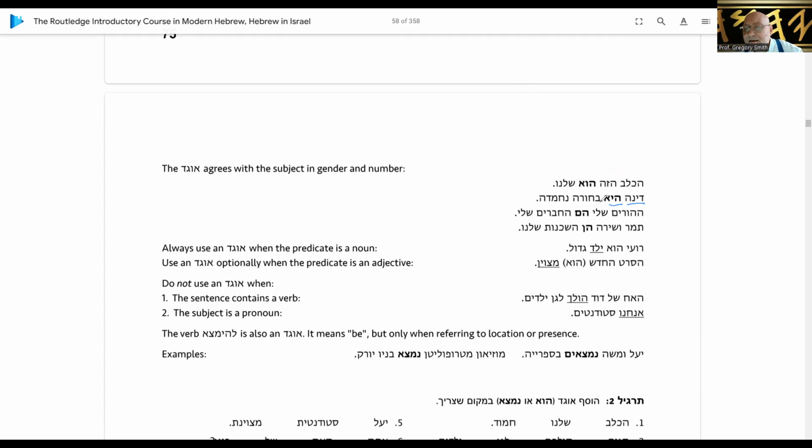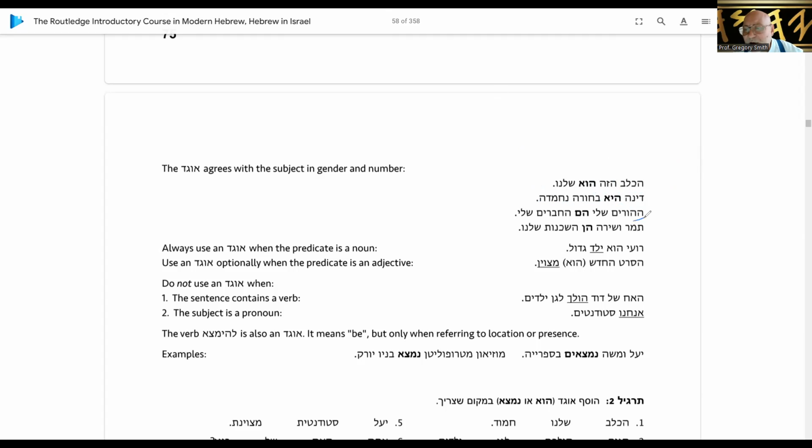Okay, how about this one? Dina, he, Bahora, Nakhmada. I think that Nakhmada means, is it nice? I'm not sure. I'll have to look it up here. Bahora, Nakhmada. Yeah, I was right. It means nice. It's finally starting to sink in a little bit, guys. Nakhmada means nice. And Bahora is girl. So Dina, he, Bahora, Nakhmada. She's a nice girl. And notice that it has to use the he there because it's in reference to Dina, and that's feminine singular.